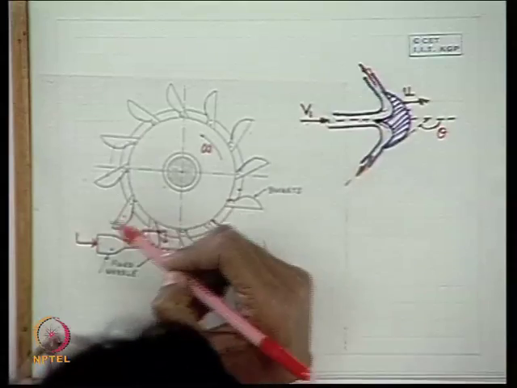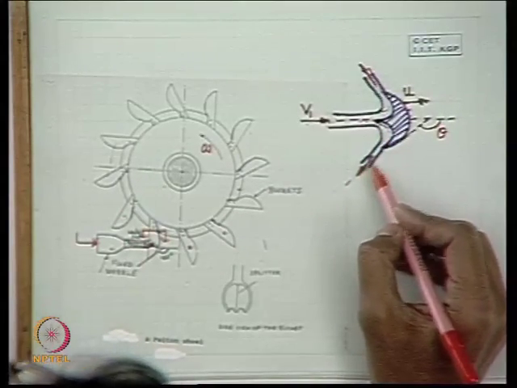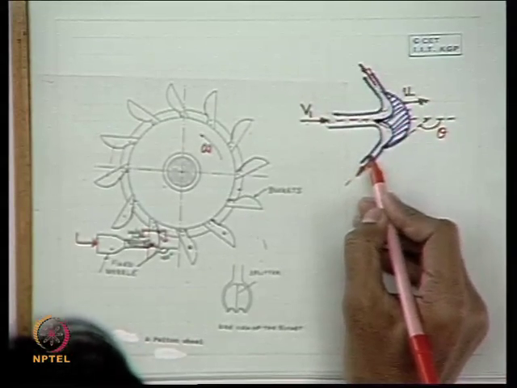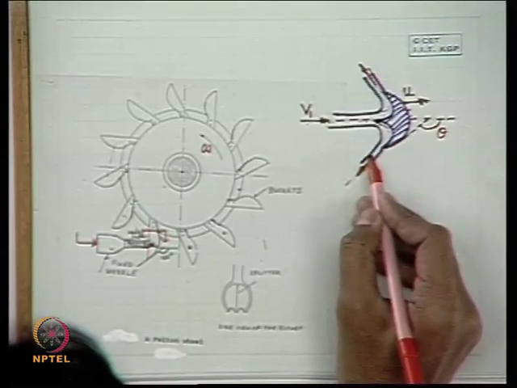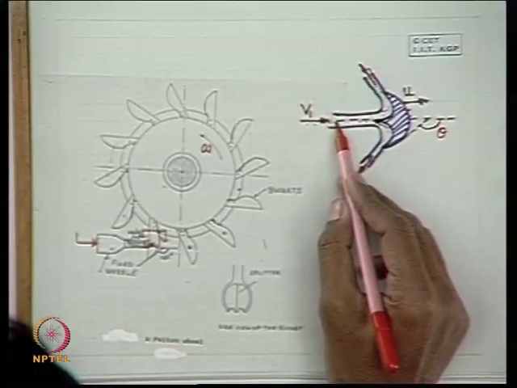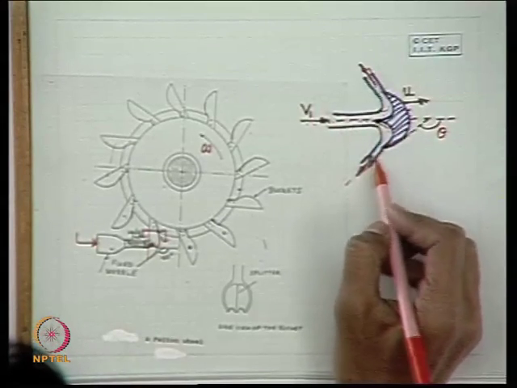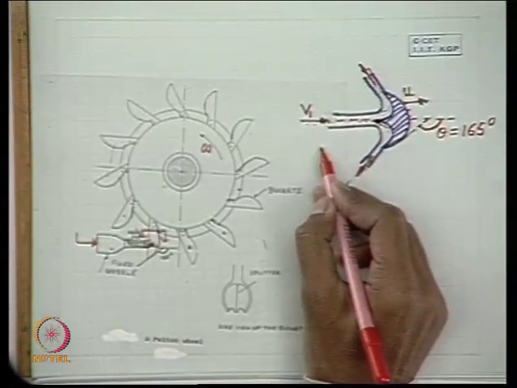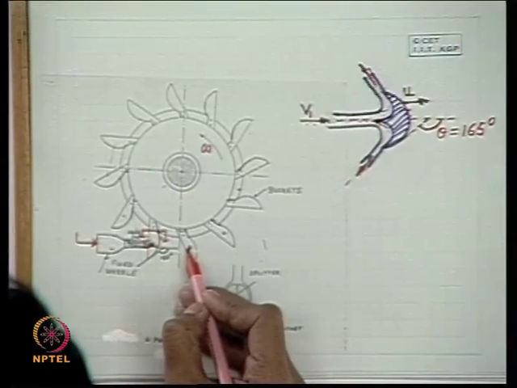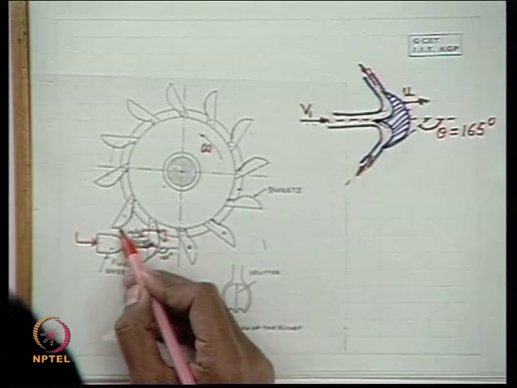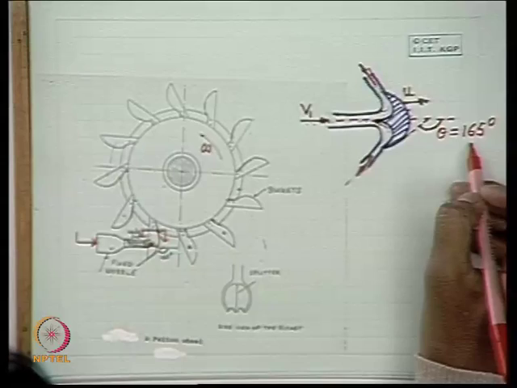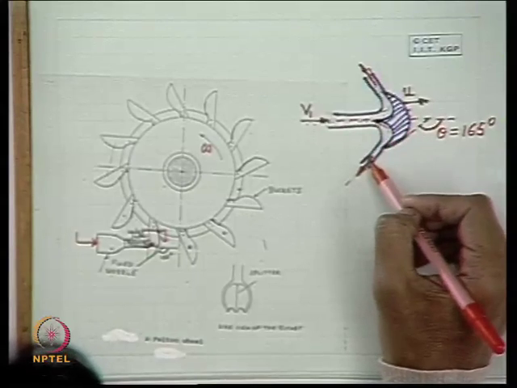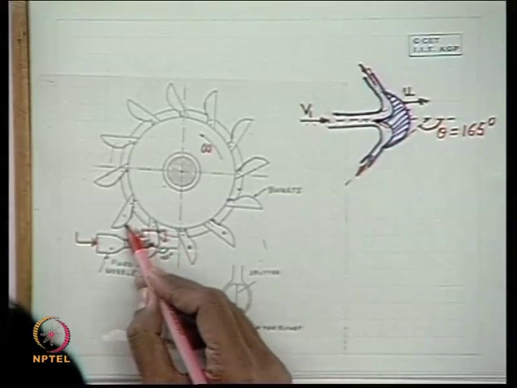Now, for a maximum change in the momentum of the liquid, and hence the maximum force exerted on the bucket, this deflection should be exactly 180 degrees. That means the relative velocity of the jet with respect to the vane should come exactly opposite to V1. But usually this deflection theta in practice is made 165 degrees, not exactly opposite to V1. This is because the jet coming from one bucket should not hit the back of the following bucket. This is the optimization, so that we get maximum change in momentum and maximum force exerted by the fluid, while the fluid jet does not strike the back of the following buckets.